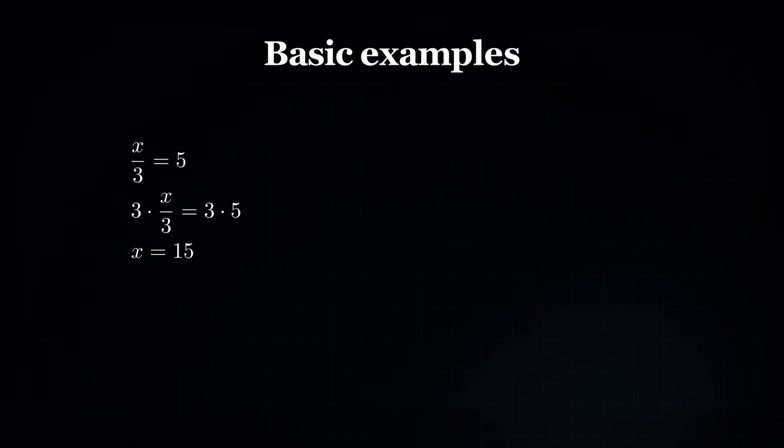Example number 2. x/5 + 2 = 6. Move the 2 to the right side. We get x/5 = 4. Multiply both sides by 5. x = 20.